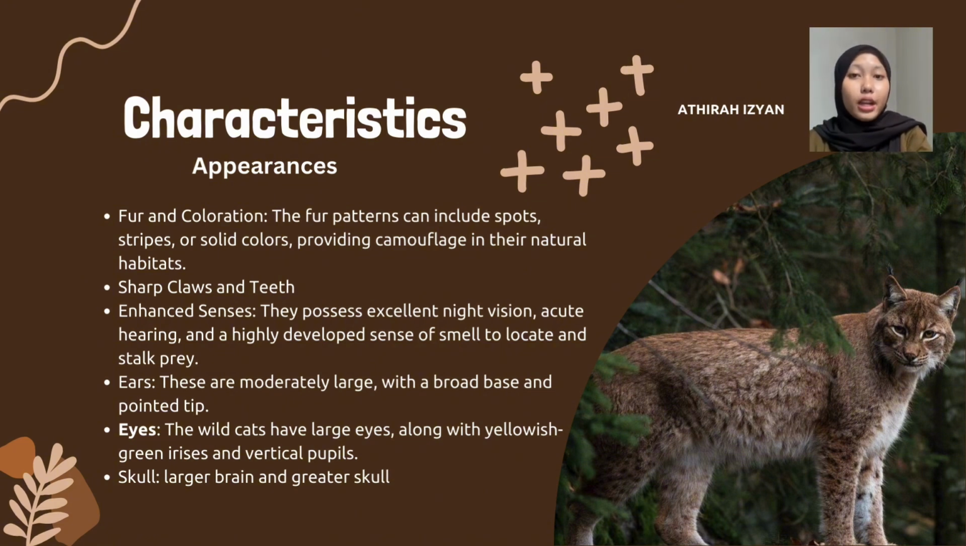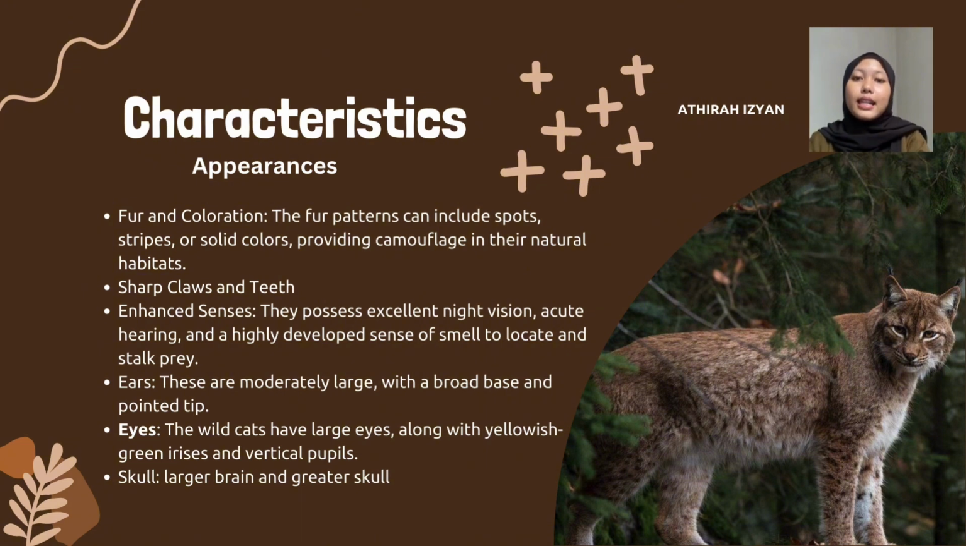For their fur and coloration, their fur pattern can include spots, stripes or solid color, providing camouflage in their natural habitats. Common colors include tan, brown, grey and also black. They also have sharp claws for climbing, hunting and self-defense, as well as sharp teeth for killing and consuming prey. Wildcats have enhanced senses.